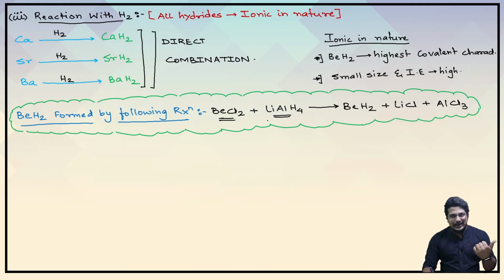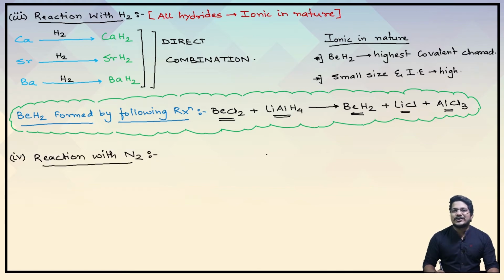Okay, what's going to happen? Let's see. Beryllium chloride would just get converted into BeH2, which is beryllium hydride. Along with this, you would get LiCl and AlCl3. Fine, no worries with this. Remember, beryllium hydride cannot be produced by direct combination. Okay, let's move ahead.